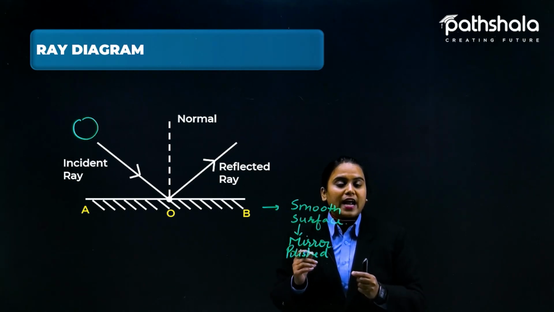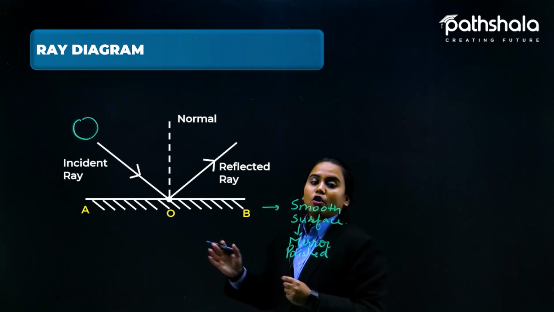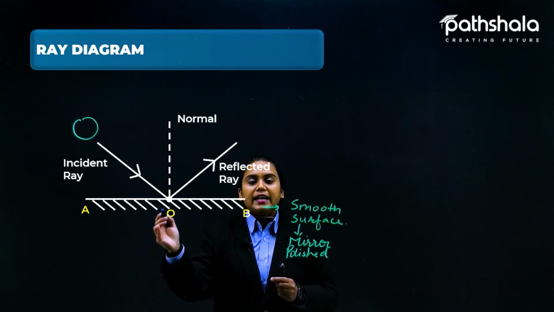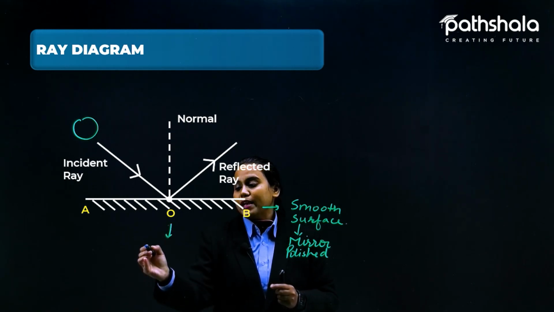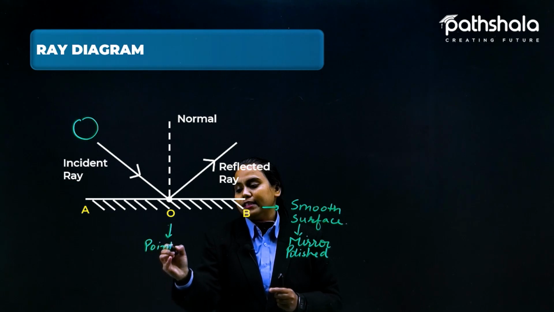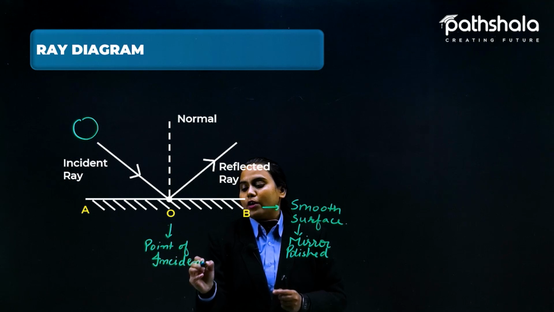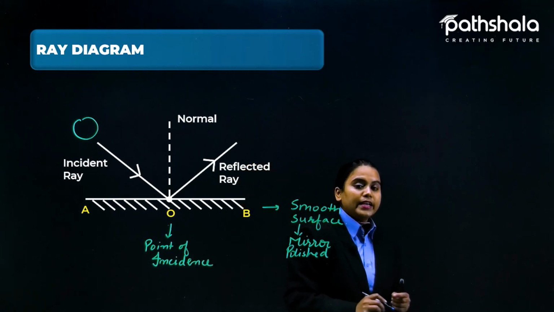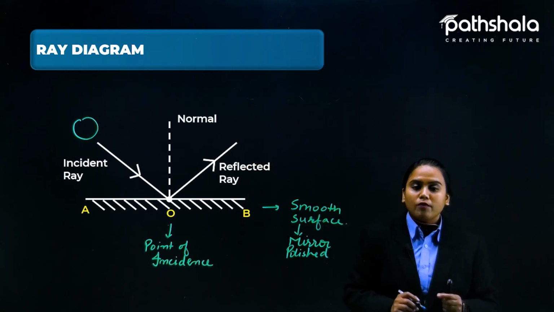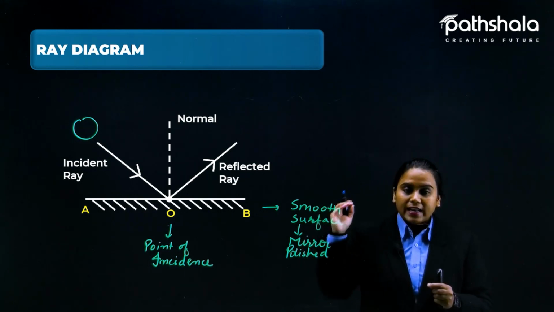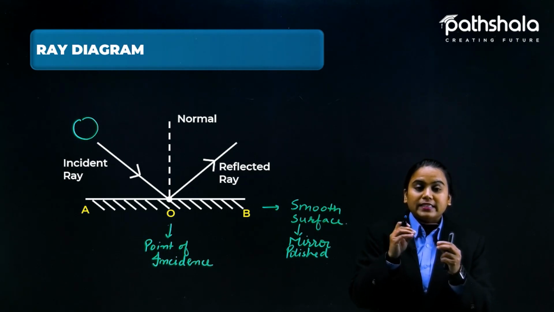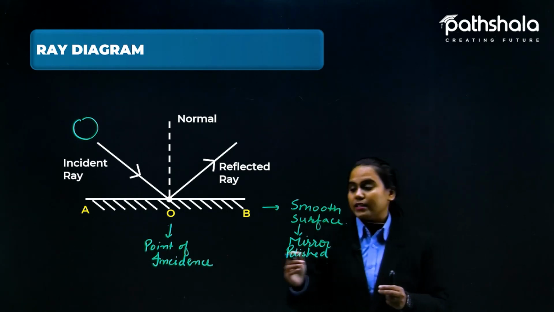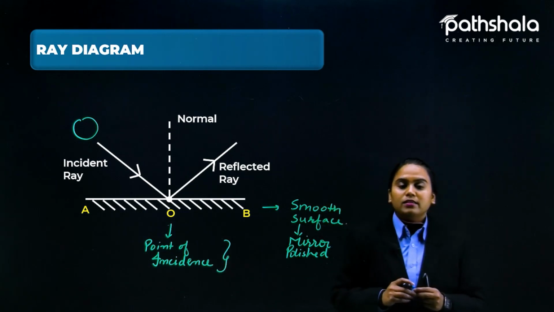So the light energy that has been thrown is incident on this smooth surface at this point O. This point O, students, is known as the point of incidence. Why are we calling it the point of incidence? Because the incident ray is falling on the surface, and the point at which it is striking is known as the point of incidence.